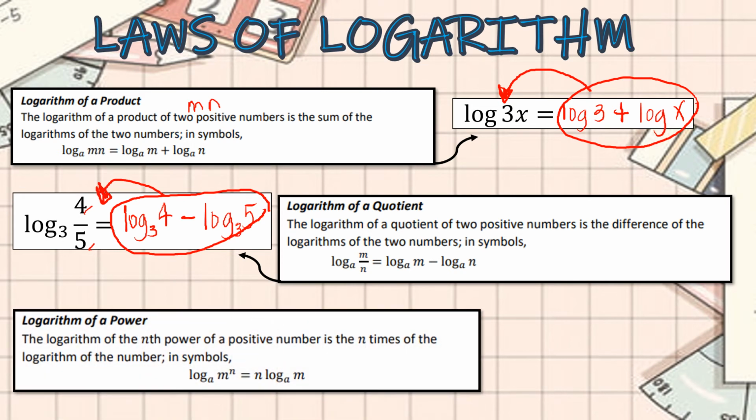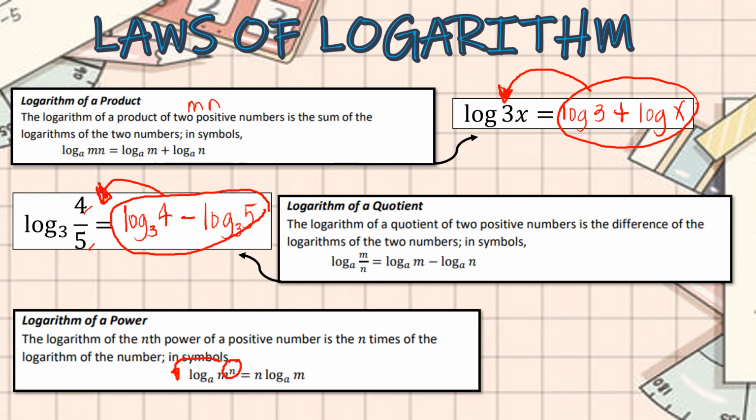Okay, next. The logarithm of a power. So, the logarithm of the nth power of a positive number is n times the logarithm of the number. So, ganito naman, kapag meron tayong exponent, pwede natin siyang isulat as n times a logarithm of m with the base of a. Ibig sabihin, yung exponent n natin, ililipat mo lang sa unahan, then multiply mo doon sa ating logarithm.